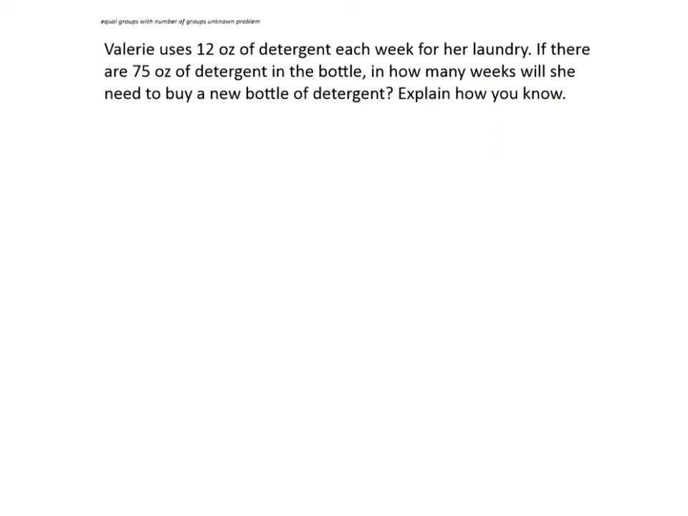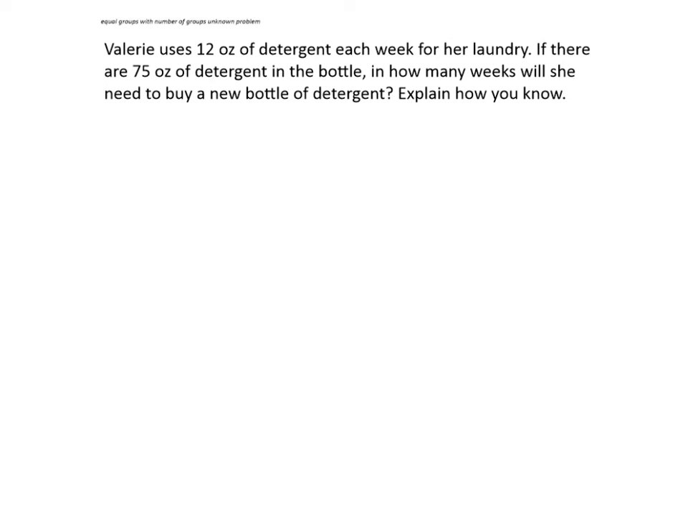Let's try this problem. This is an equal groups with number of groups unknown problem. Valerie uses 12 ounces of detergent each week for her laundry. If there are 75 ounces of detergent in the bottle, in how many weeks will she need to buy a new bottle of detergent? Explain how you know.